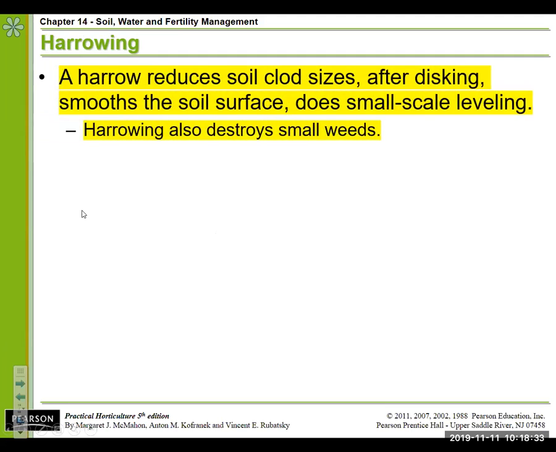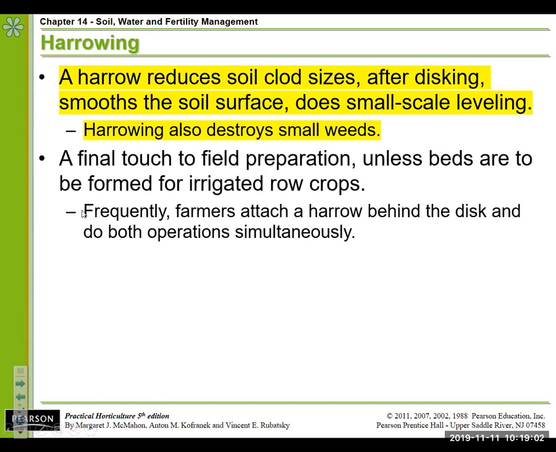Harrowing in general is just reducing that soil clod size, and we can do that for disking, or we can do it after disking. It's used to smooth that soil surface, and in some cases we might also do it as a way to control small weeds, and we might even do it several days after, allowing some of those weeds to come back after doing some plowing and disking. And it can also do some small scale grading and leveling as well. It can be the final touch to field preparation.